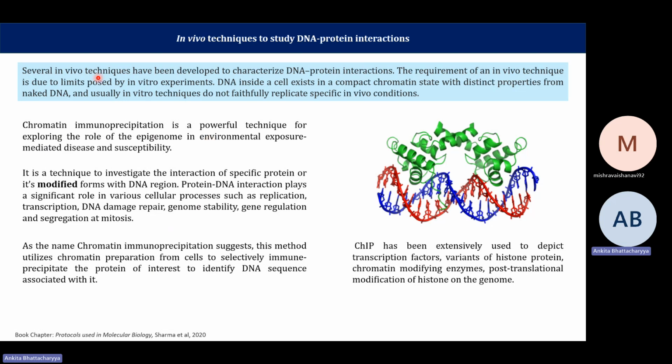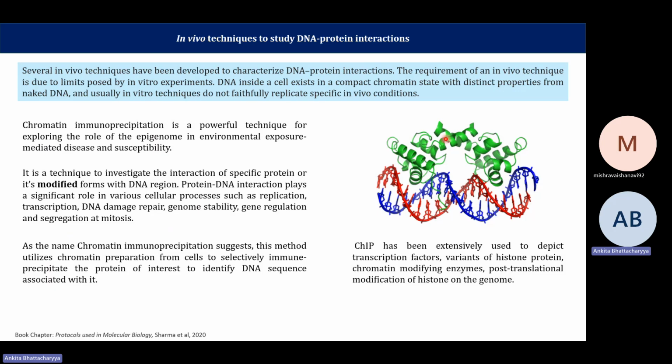Now, the name ChIP, or chromatin immunoprecipitation, suggests simply that you use the chromatin from a living cell and you use immunocomponents, which are antibodies, to selectively immunoprecipitate your protein of interest and then find out what region of the genome is bound to it.